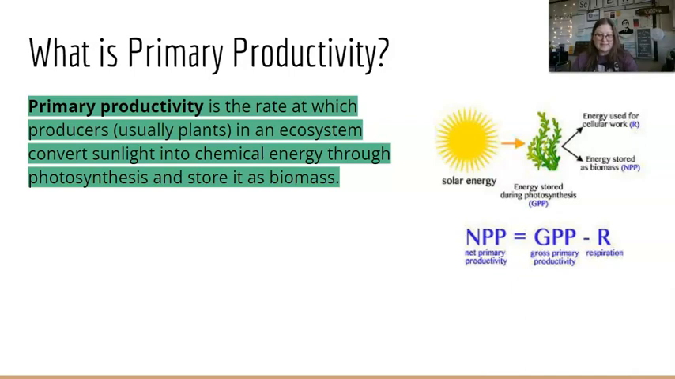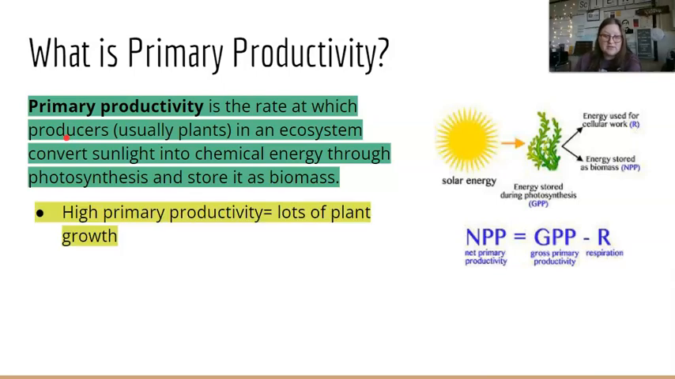So what is primary productivity? Primary productivity is the rate at which producers, which are typically plants, things that photosynthesize in an ecosystem, convert sunlight into chemical energy through photosynthesis and store it as biomass. Because remember, any energy that comes into an ecosystem is typically going to be from this photosynthesis. So it is the basis for all productivity in that ecosystem.